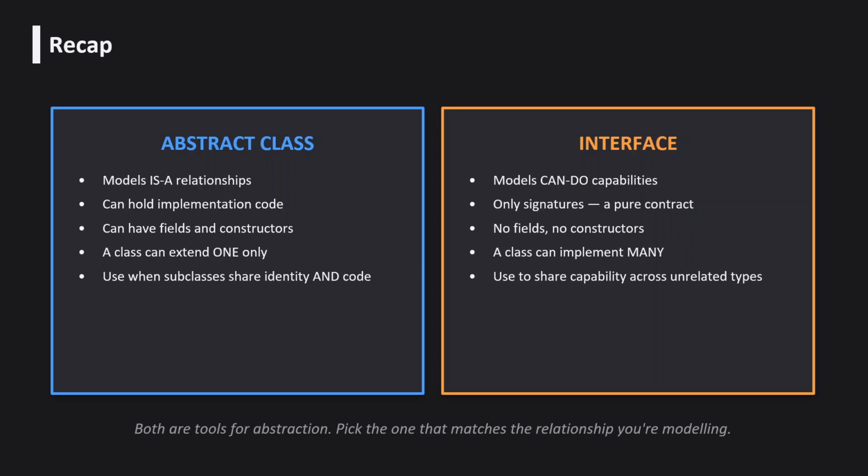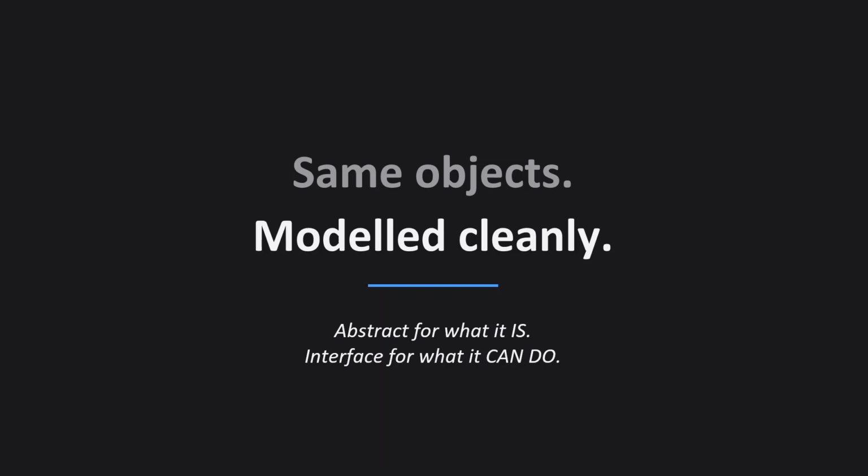So both are tools for abstraction, and the trick is not picking one over the other. The trick is matching the tool to the relationship. So this is the closing slide where we say the same objects are modeled cleanly. Abstract for what it is, interface for what it can do.